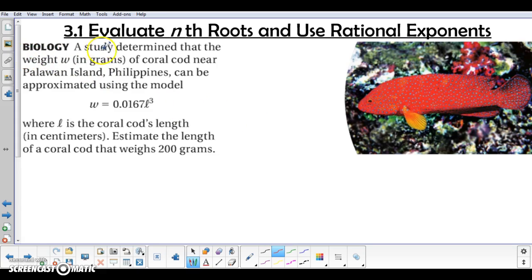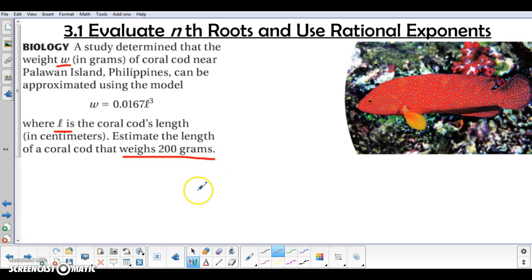Biology problem here. A study determined that the weight W in grams of coral cod that looks something like this near Palawan Island in the Philippines can be modeled or approximated using this model. W, the weight, is equal to 0.0167 times L, the coral cod's length in centimeters, cubed. And then we're told to estimate the length of a coral cod that weighs 200 grams.